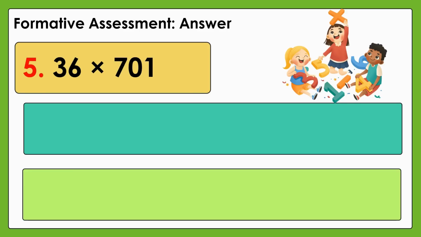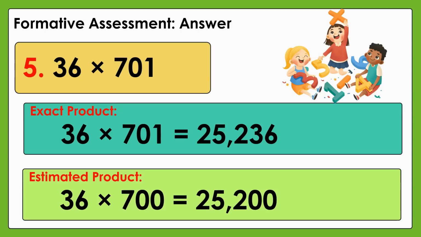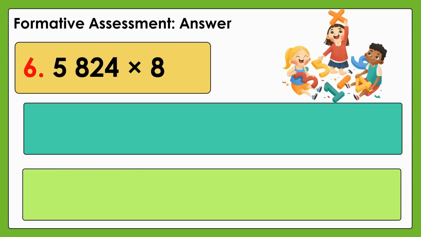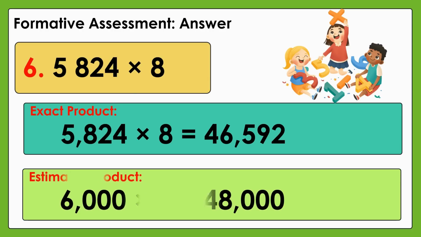Number 5, 36 times 701. Exact product, 25,236. Estimated product, 25,200. Number 6, 5,824 times 8. Exact product, 46,592. Estimated product, 48,000.